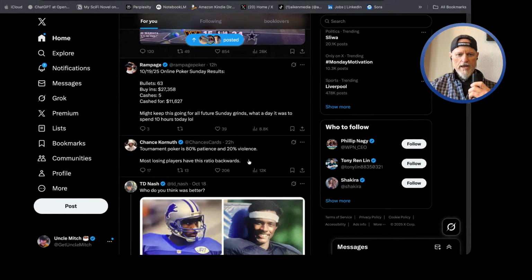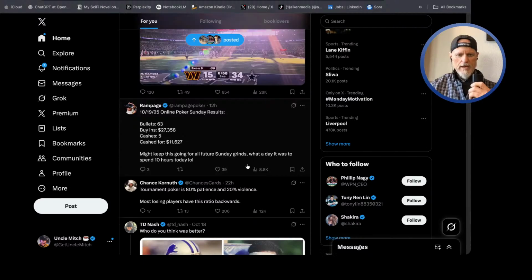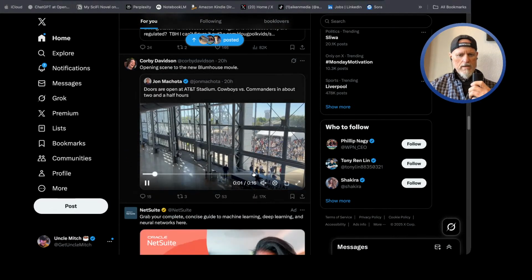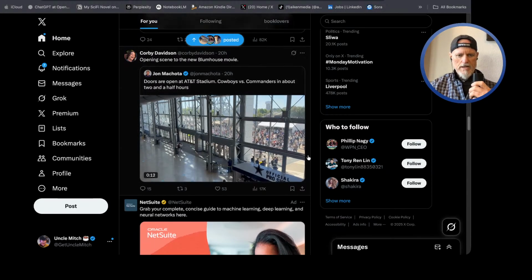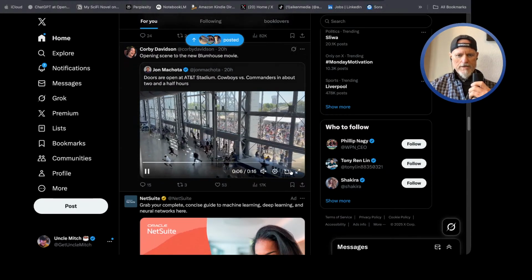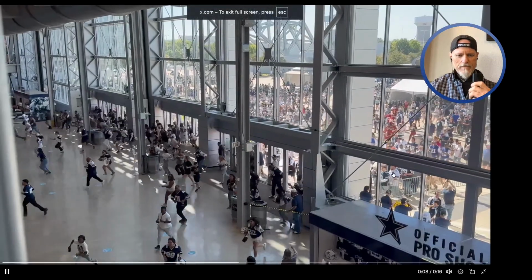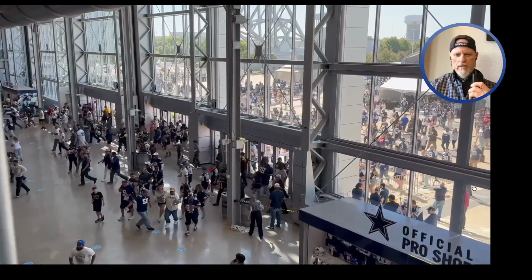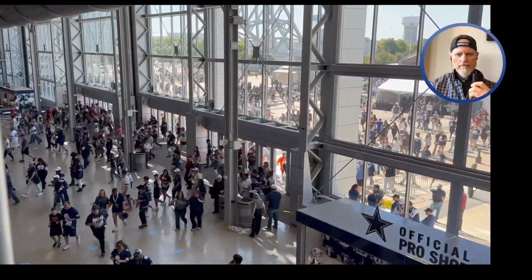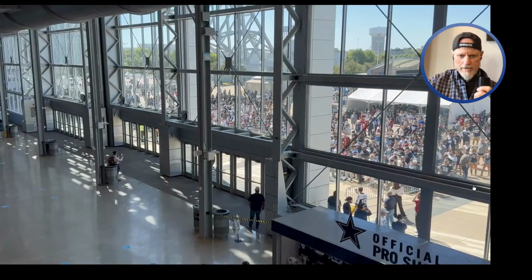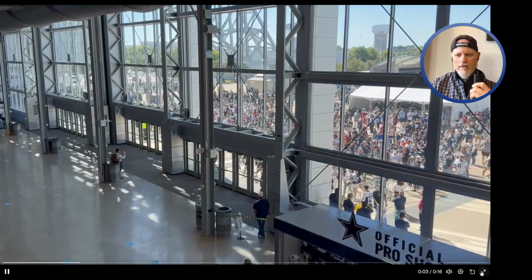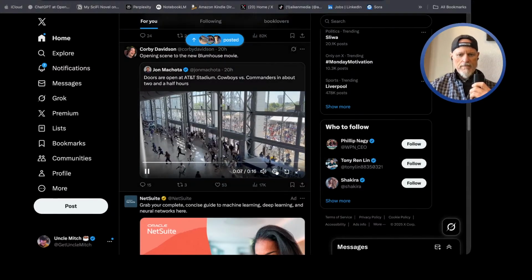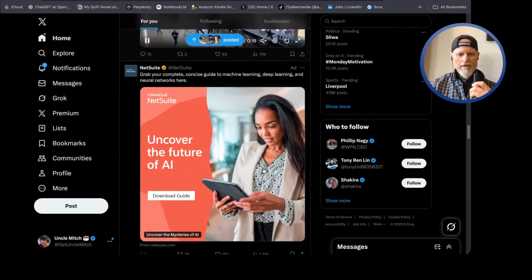What else is going on? Cowboys had a good day. All right, let's see. Doors at the stadium. Look at this. Stampede. Go Cowboys. Pretty awesome. Good.